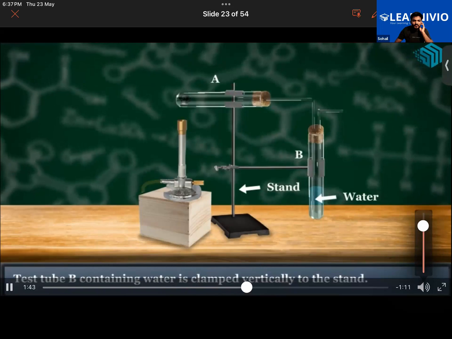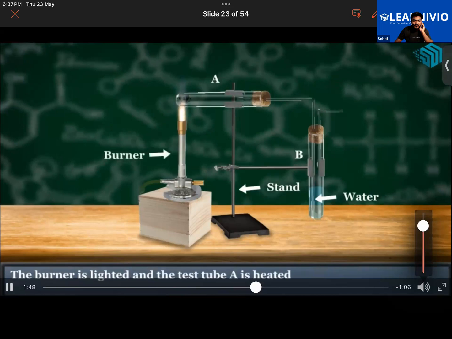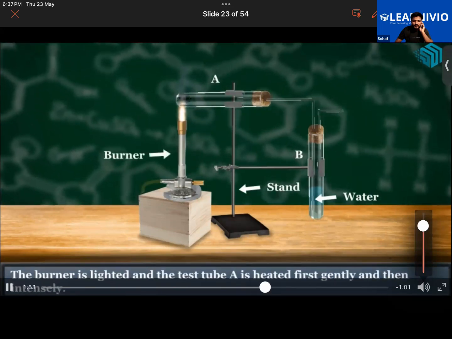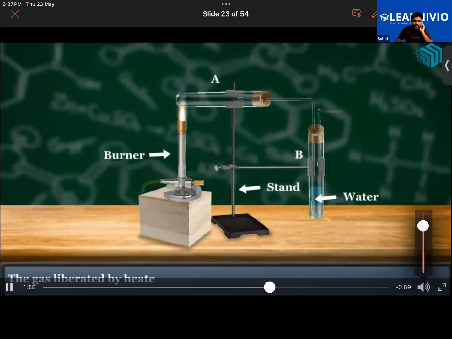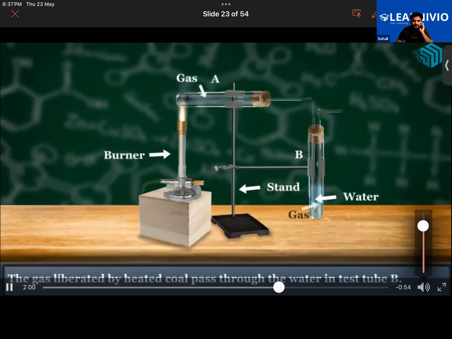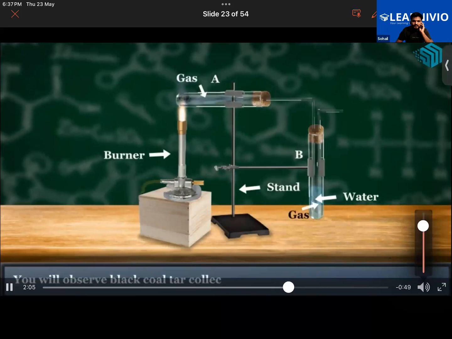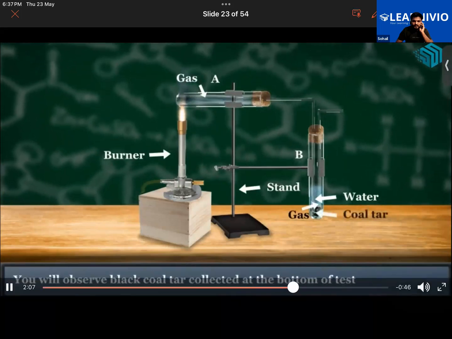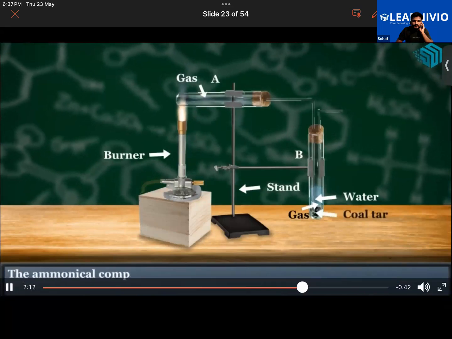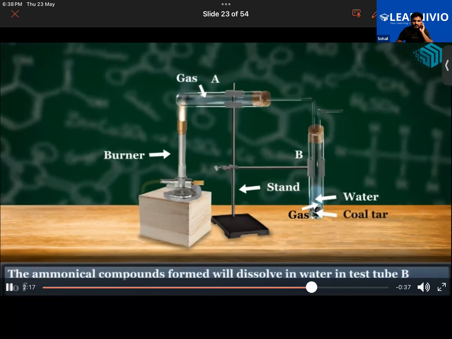The burner is lighted and test tube A is heated first gently and then intensely. The gas liberated by the heated coal passes through the water in test tube B. You will observe black coal tar collected at the bottom of test tube B. The ammoniacal compounds formed will dissolve in the water in test tube B to form ammoniacal liquor.